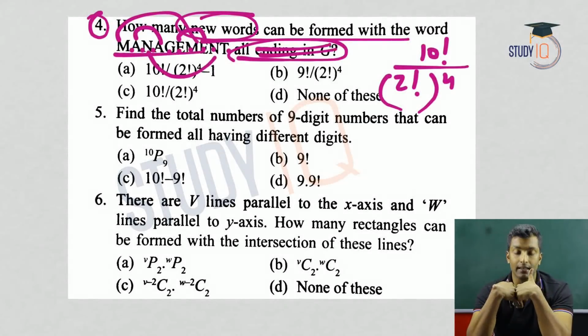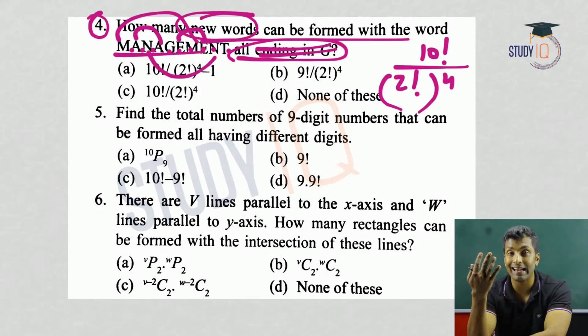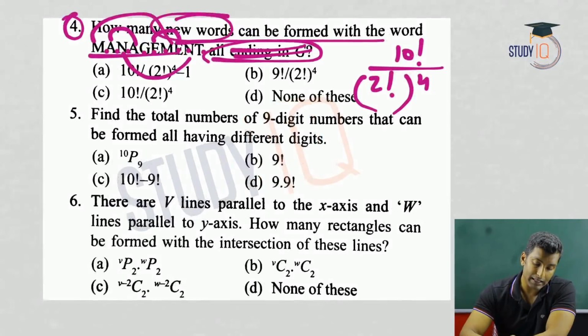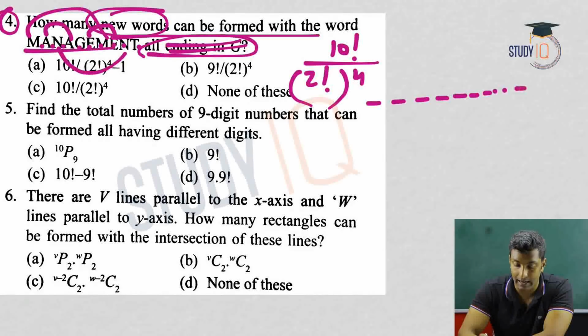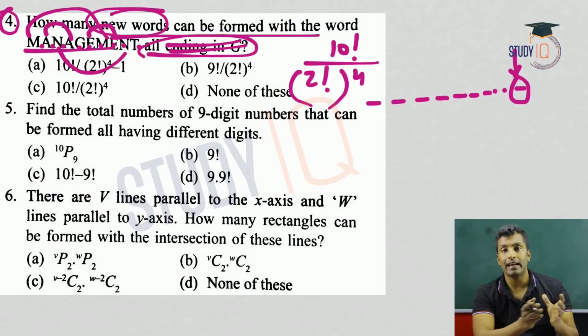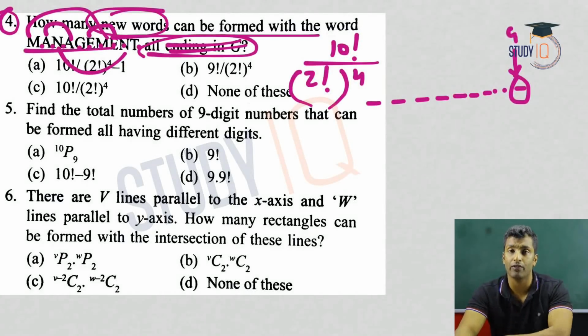But now what they're saying is, how many new words you can make with the letters of the word management which is ending in G. Ending in G means the last place is fixed. So in your arrangement of these 10 places, this 10th place is fixed. And that letter is also fixed, that is G. So G has to go here, that is only in one way, because only one G is available, right?